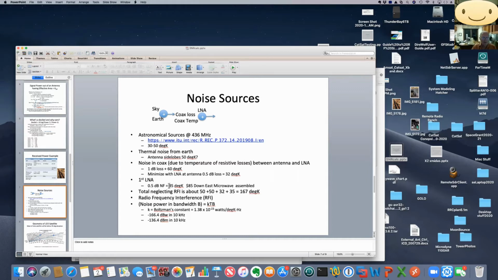But this is a pretty decent number for an uncooled communications low noise amplifier. Of course, very few of these amplifiers, except for satellite systems, are actually specified in degrees Kelvin. They're specified in a thing called noise figure. And 0.5 dB noise figure is the ratio of 35 degrees Kelvin to 290 degrees Kelvin. So the noise figure is just the ratio of the noise temperature divided by a standard 290 degrees Kelvin Earth.